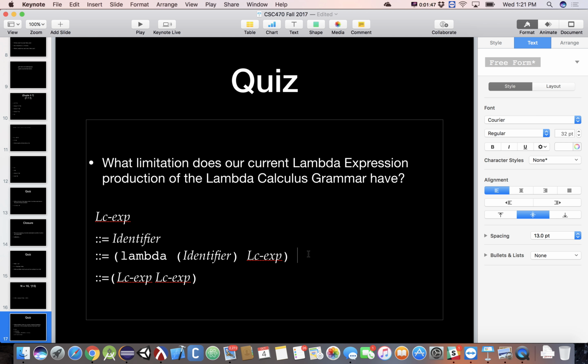But maybe it's 32,768 parameters, or it's 2 billion parameters. I don't know what it is, but the hope is we're not really hitting that limitation very often. So what limitation does this definition of the lambda expression give us? Exactly 1. We can't have a no parameter function. We can't have a 2 parameter function. We have a function that can only take in exactly 1 parameter.